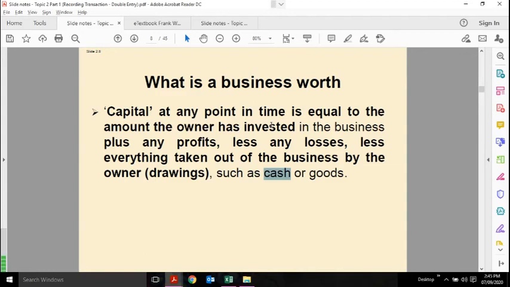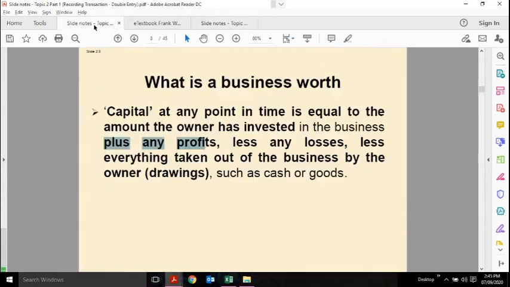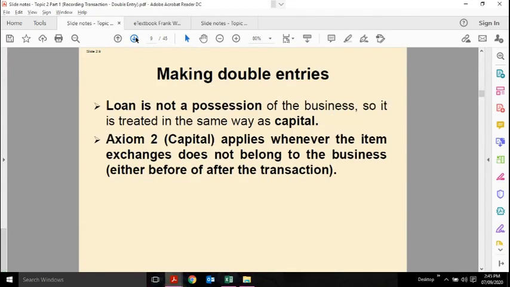So basically, capital is the total amount that the business owner has invested. Whatever amount of money she already put in the business, she has to add on any profit retained. If it's profit, you add; if it's loss, then you deduct. If you have additional capital, you add on, and then you minus the drawings. So that is capital, how much the business is worth. Make it double entry.